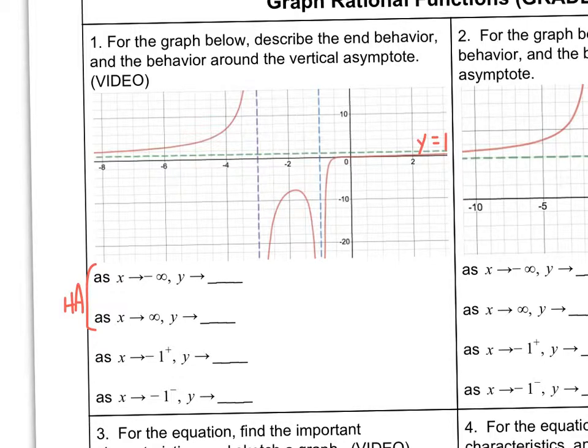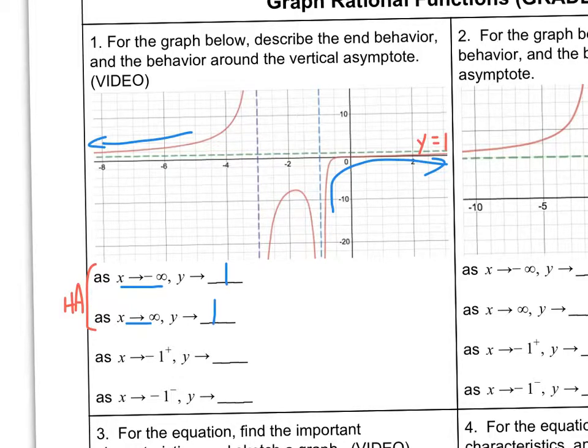And what we're talking about is, as we're going to the left, what's the y approaching? We're coming down to that horizontal line, so I'm going to call that 1. Same on the right side as we go to the right, so that's this other one. We're approaching a height of 1 as well.